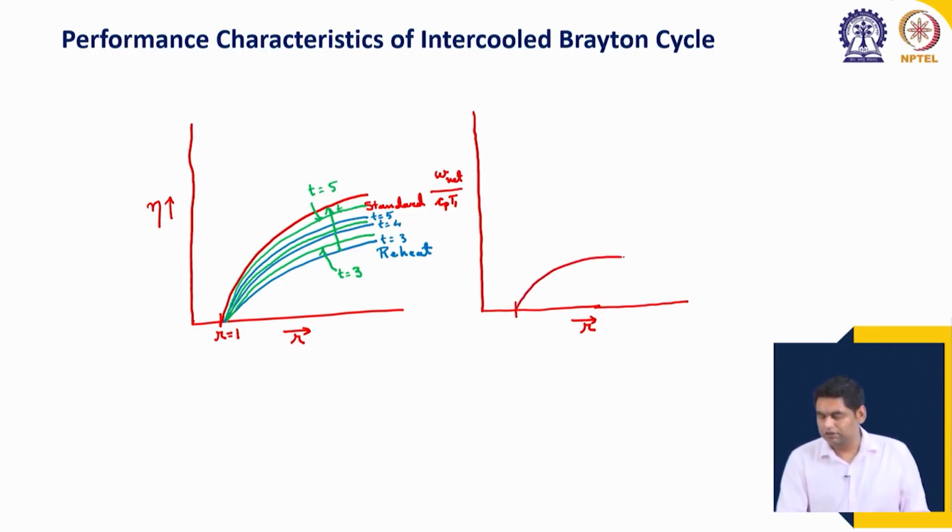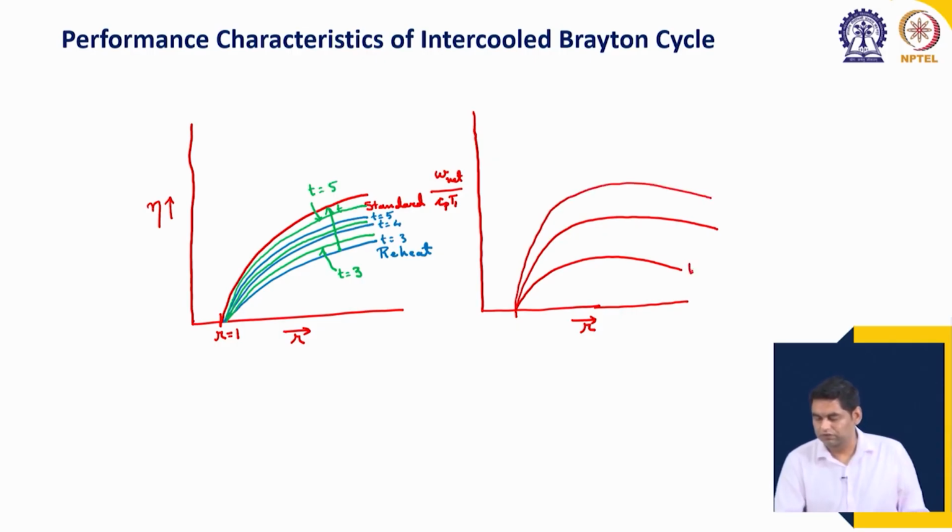Let us say that this is t equal to 3, t equal to 4 and t equal to 5. T equal to 3, t equal to 4, t equal to 5. Remember that for the standard cycle also the effect of t is present when we consider the net work output. So, this is standard.